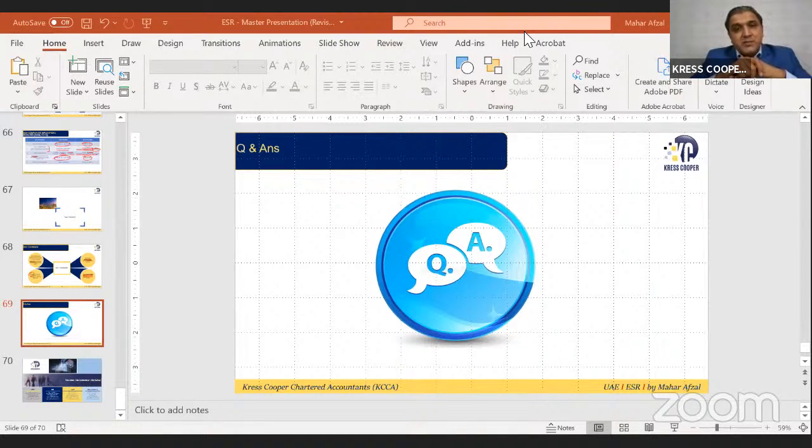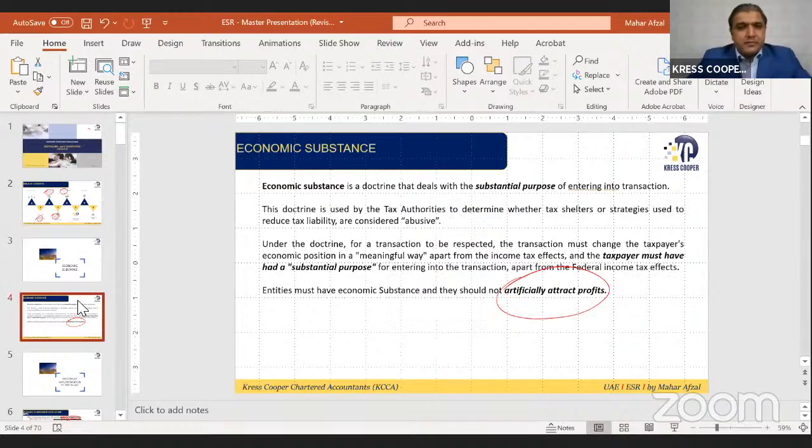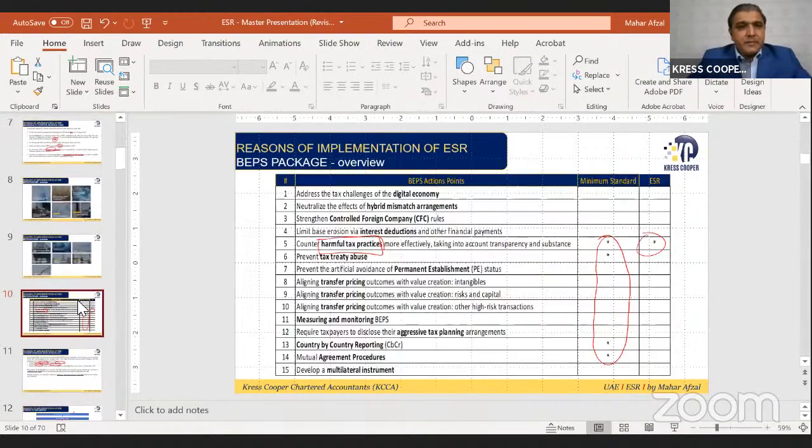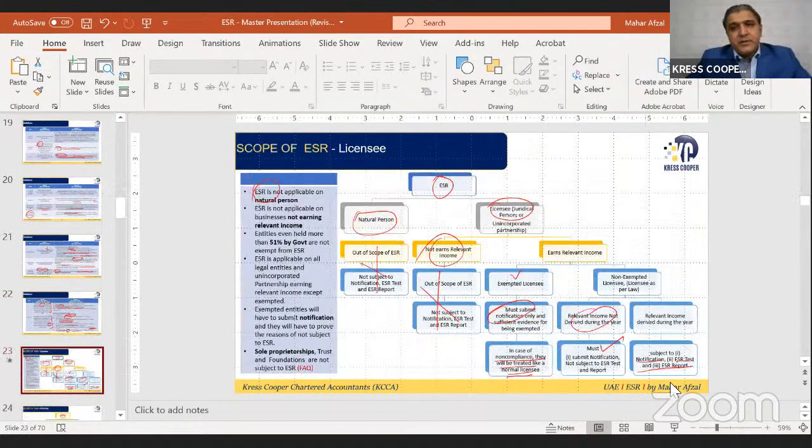They fall under exempted. As per your presentation, all exempted categories have to submit a notification stating that they fall under the exempted category, meaning all licensees have to submit an ESR notification. Yes, I have given this in the chart at the very beginning. I can go back to it very quickly for you. Yeah, this chart, you can look into this. This is very clear.